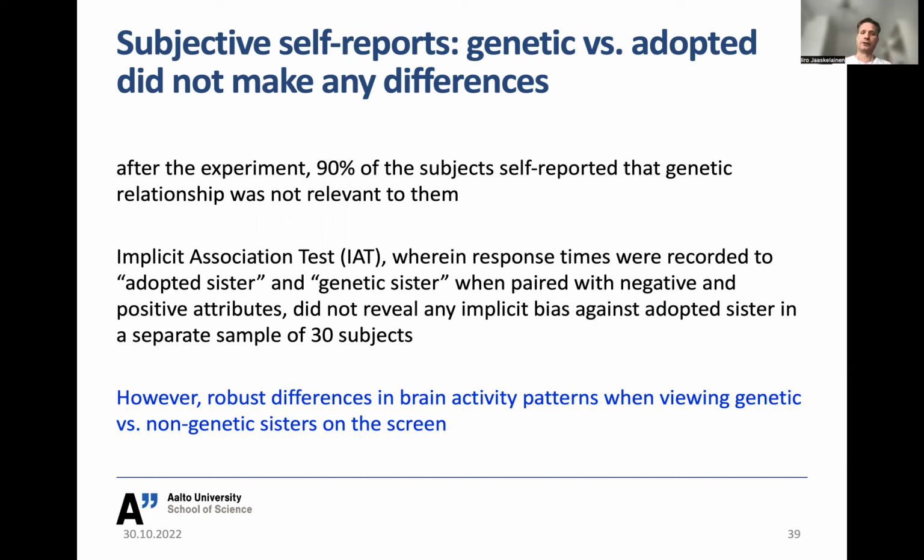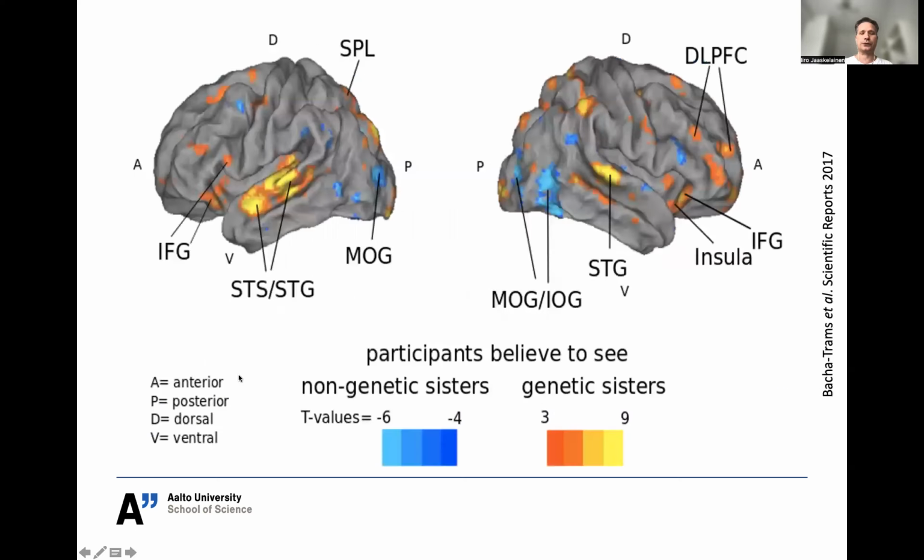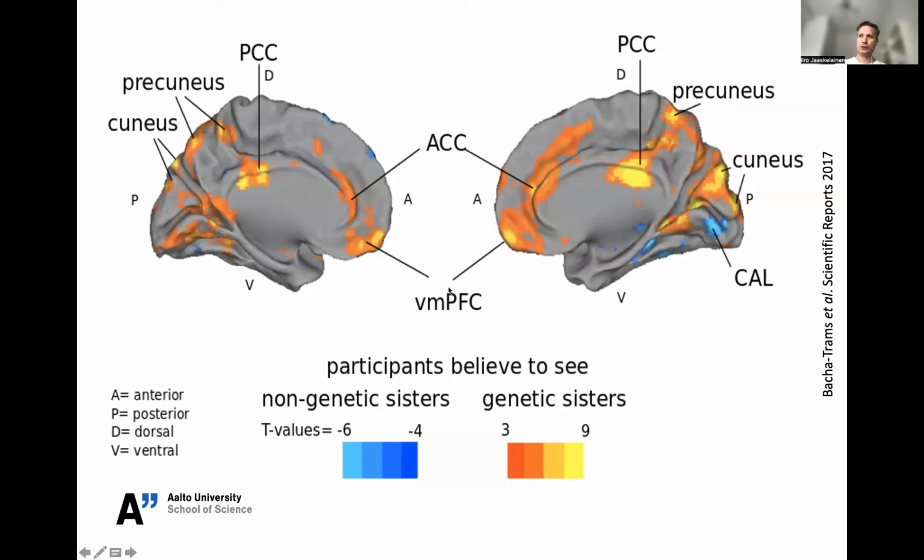But there were robust differences in brain activity patterns when viewing genetic versus non-genetic sisters on the screen. As you can see on the lateral surfaces of the brain, intersubject correlation, or intersubject similarity of how the subjects' brains were working, was significantly higher in the areas shown with warm colors here, red and yellow, and then with blue colors, the correlation was higher in the non-genetic viewing condition. So you can see the brain is in a very different mode when they're watching these genetic versus adopted sisters on the screen. So it seems, yes, it does make a difference whether we're seeing the sisters in the movie as genetic or one of them as adopted at young age.